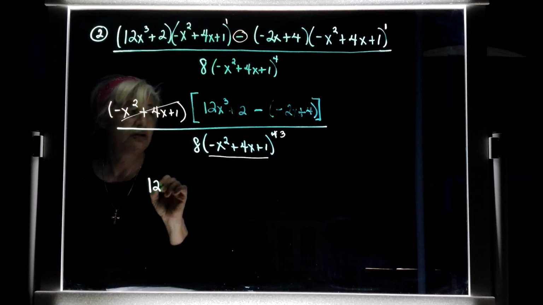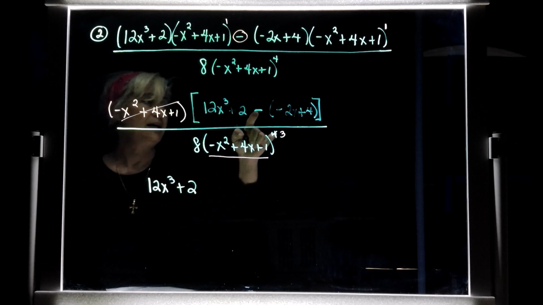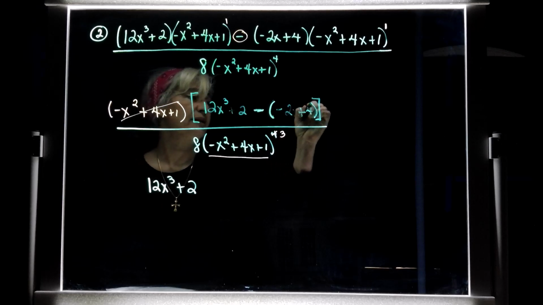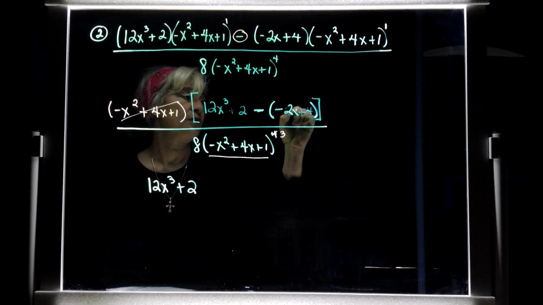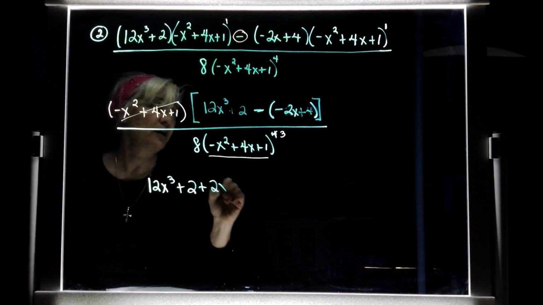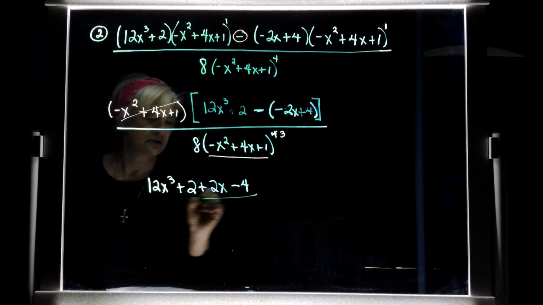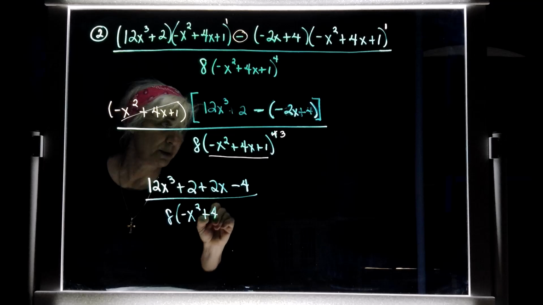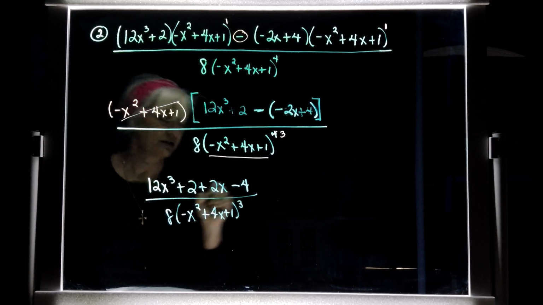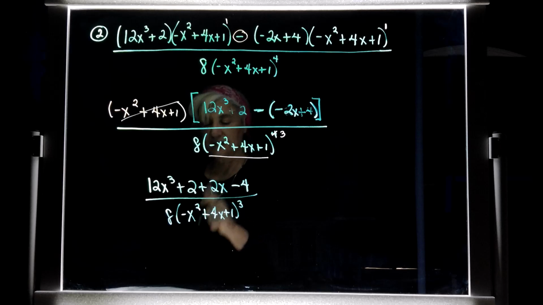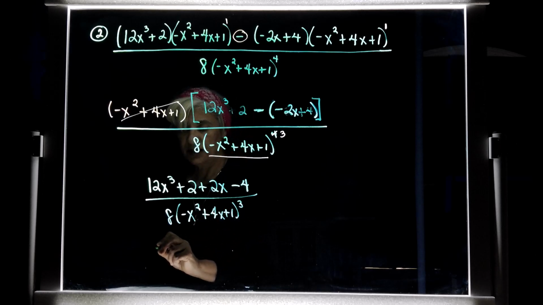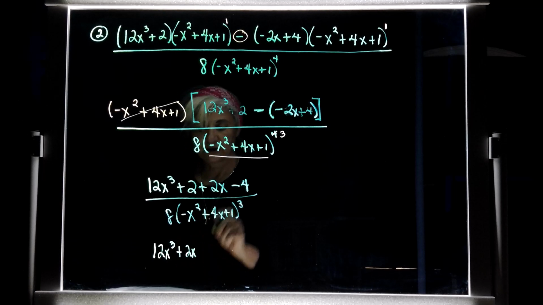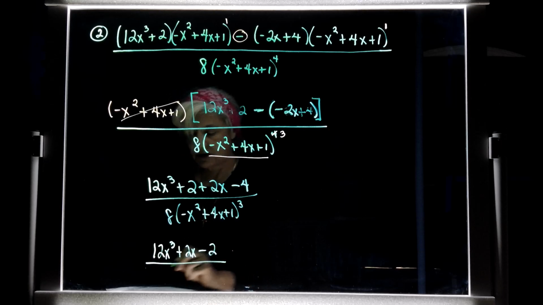Okay, so let's see what's going on in the brackets. We have 12x cubed plus 2, and now I'm going to distribute this minus sign into these parentheses, right? Okay, so that becomes a positive 2x and then a minus 4 all over this denominator. And remember, these parentheses are now to what power? They're now to the power of 3. Got it. So, collect like terms. We'll have 12x cubed plus 2x. Looks like that's minus 2, agreed? All over this lovely denominator.